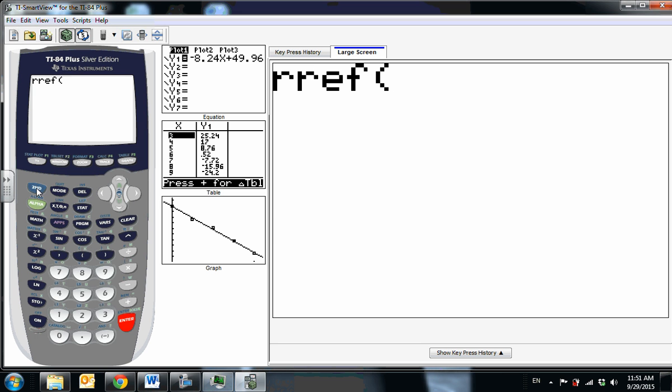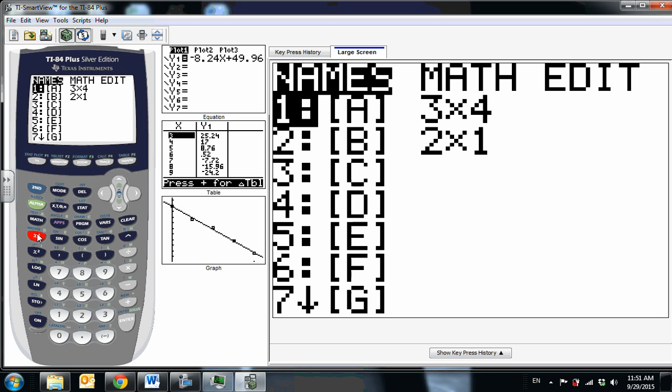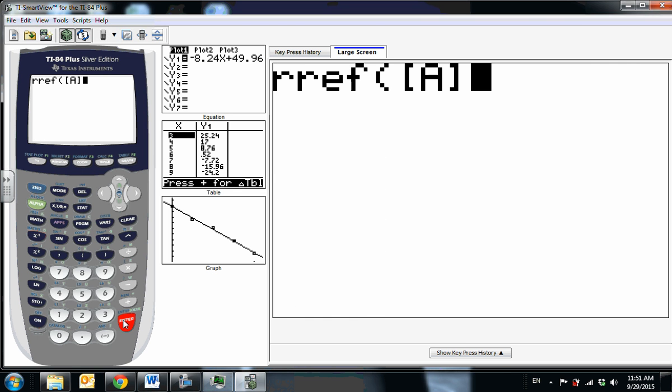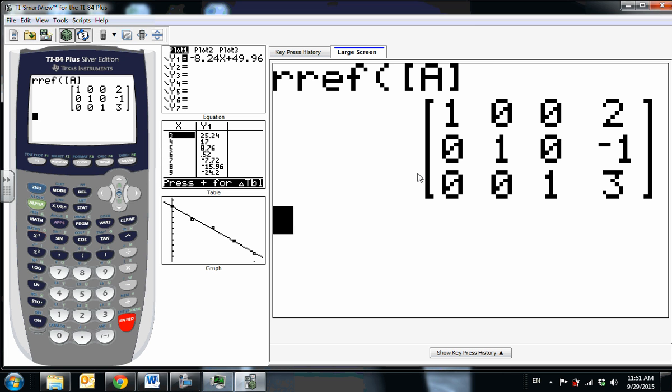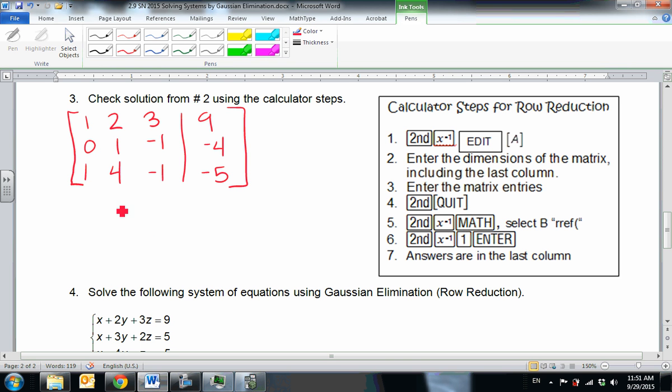Then you have to go put in that matrix. So go get your matrix again. So second matrix and select A. You don't have to close your parentheses. You will end up with this. Okay? So let's write that. Let's write what we got. We get 1, 0, 0, 2, 0, 1, 0, -1, 0, 0, 1, 3.